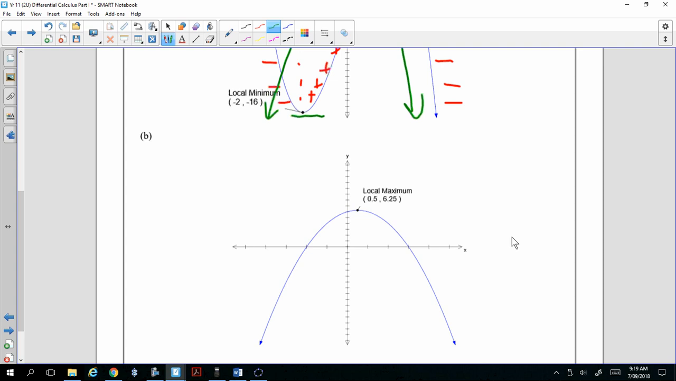Alright, so basically start with 0. So that's going to be here. And then increasing. I'll leave that detail to you. And that's decreasing. Okay? And remember, it's a parabola. It's going to be a straight line when you draw it. It's not going to be a curve.